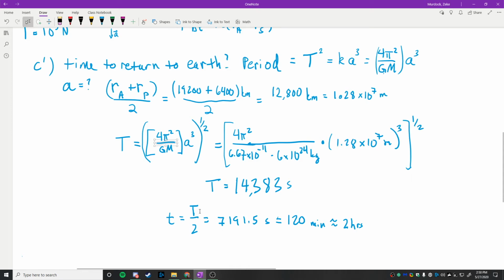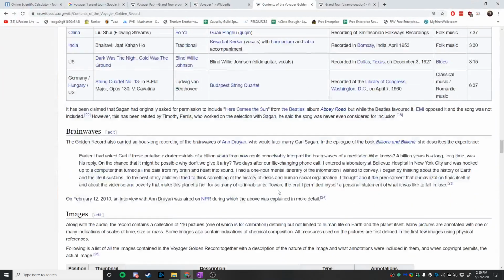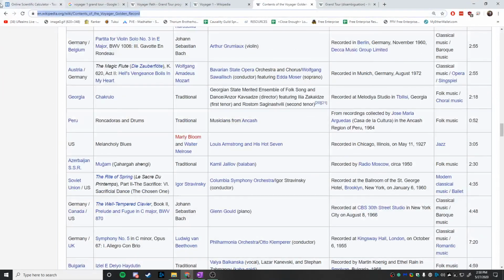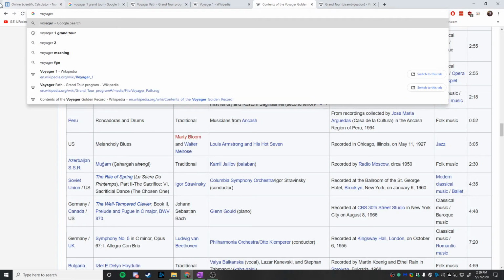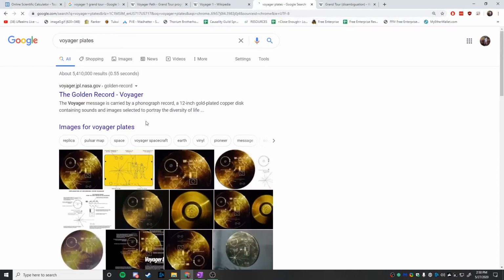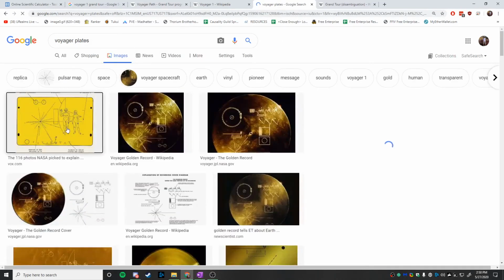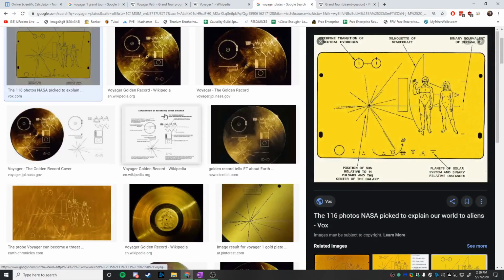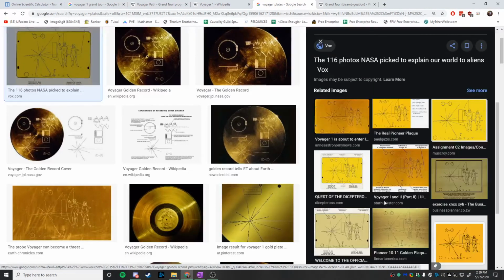I wonder if I can find the plates. They also included within the Voyager, maybe it's Voyager 2? Here, one second. Voyager plates. I think it's golden plates, maybe. Yeah, it's stuff like this. It's 116 photos picked to explain our world to aliens. This is one of them. It's an image of a man and a woman. I think this is a terrestrial map of where we are. This is the transition of hydrogen, binary equivalent of the decimal, all this kind of stuff. All this stuff is inside here. We can look at all of them.